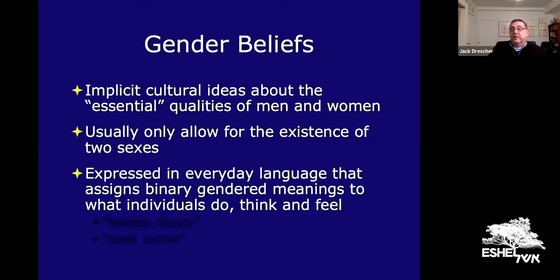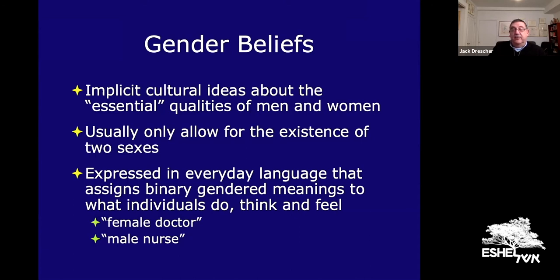Now, gender beliefs are implicit cultural ideas about essential qualities of men and women. It usually allows only for the existence of two sexes. And gender beliefs are expressed in everyday language that assign binary gendered meanings to what individuals do, think, and feel. Some common examples are, people might feel the need to say, female doctor, because we presume often, not so much anymore as once, that the doctor is always a man.